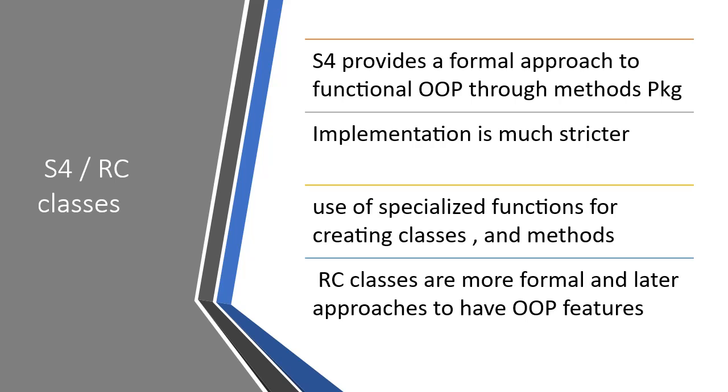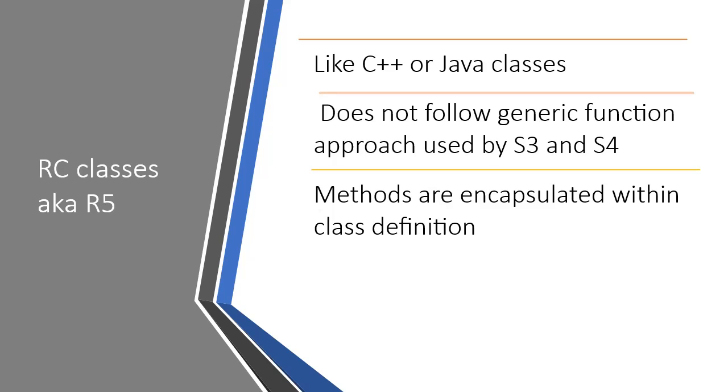Reference classes, also known as R5, behave in the style of OOP languages such as Java and C++. This model for OOP differs from the functional method implemented by S3 and S4 classes and methods, in which the methods are defined for generic functions. Methods for reference classes are encapsulated in the class definition. In object-oriented programming of R language, encapsulation means binding of the data and methods inside a class.